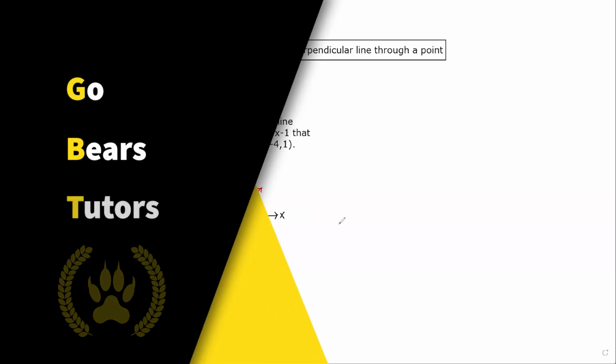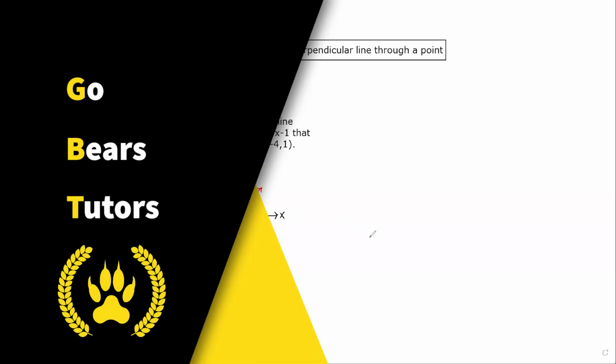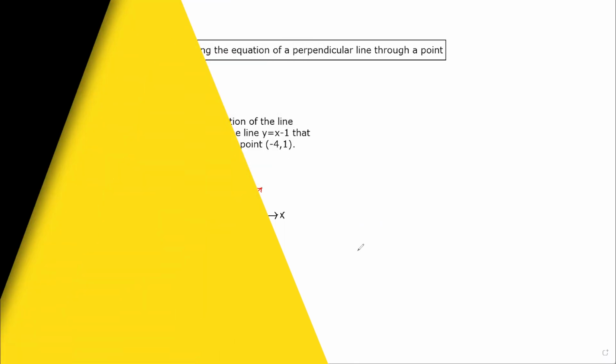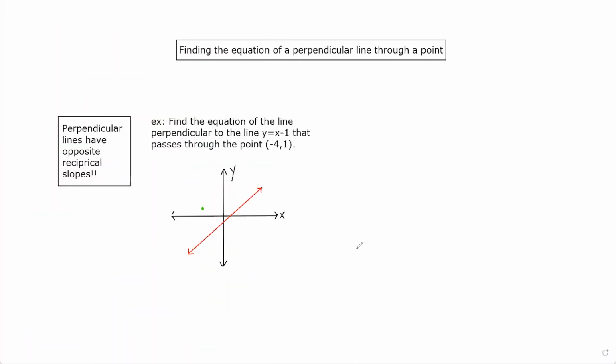Hello everybody, this is Miss Richardson, and in this video we're going to be exploring how to find the equation of a perpendicular line that passes through some point. For this problem we do need to know a few things before we dive in. For example, we need to know what it means for lines to be perpendicular. We need to know the equations of our line. We also need to know how to find the slope of a line.